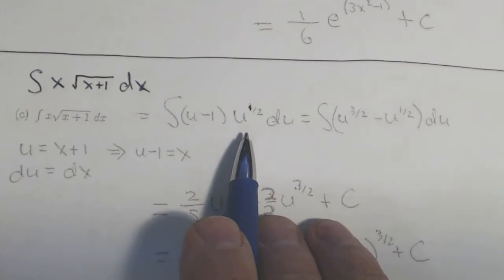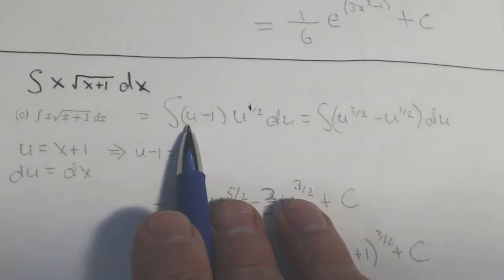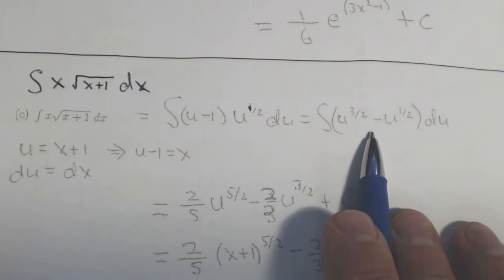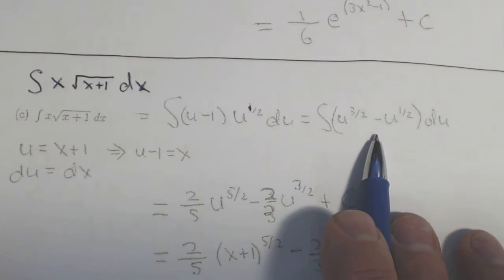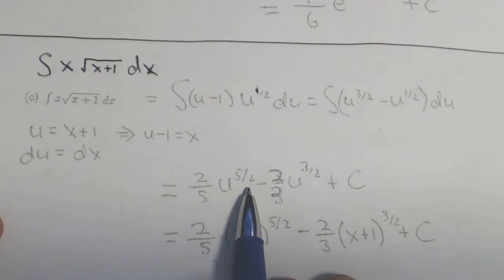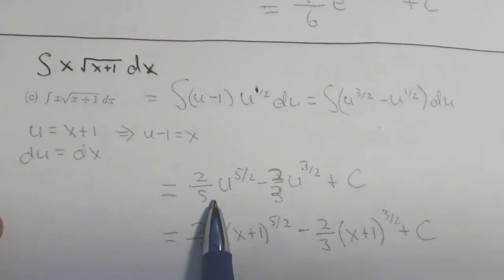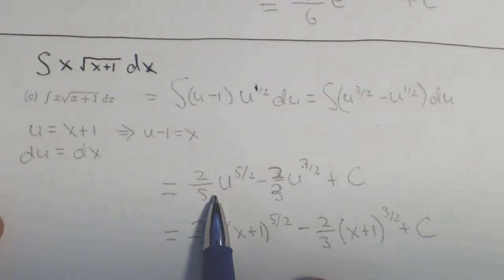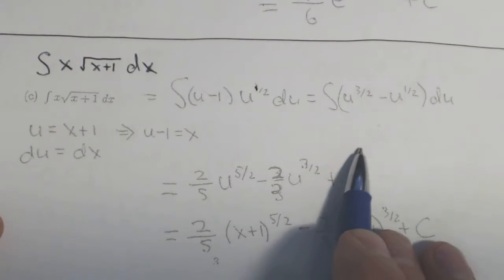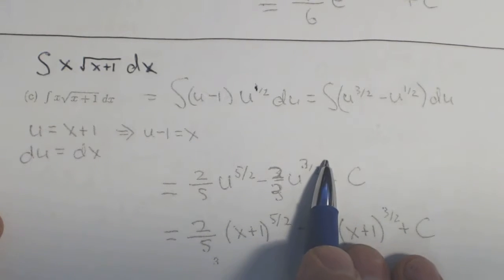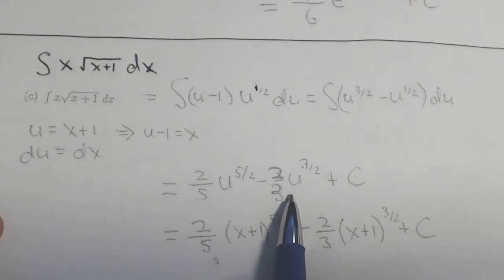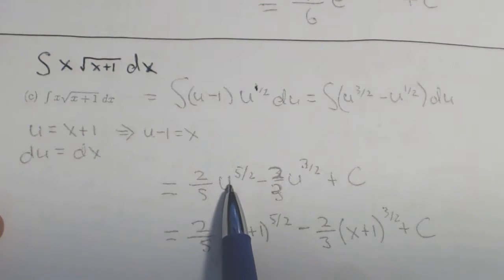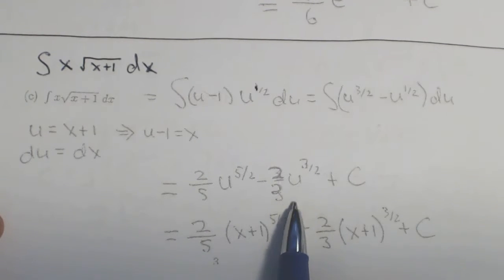So now you just distribute the u to the 1/2 through there, and that gets you here. And now you're going to apply your power rule twice. We raise 1 to the power and divide by the new power. Remember, dividing by 5/2 is multiplying by 2/5. Minus, we add 1 to the 1/2 up here, getting 3/2. Again, dividing by 3/2 is multiplying by 2/3. We put the x plus 1's back in the place of the u, and we've got our answers.